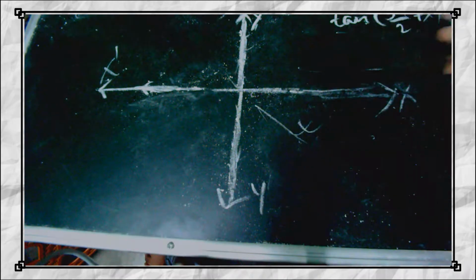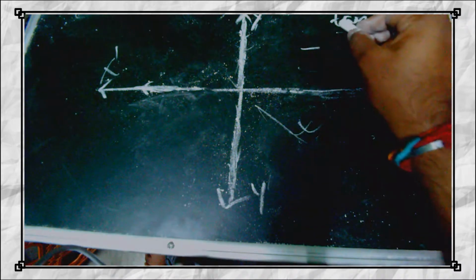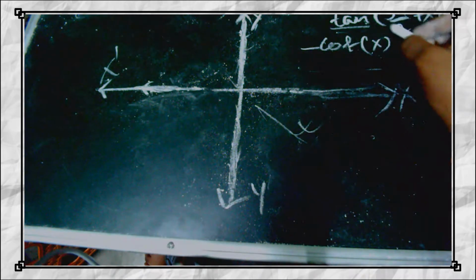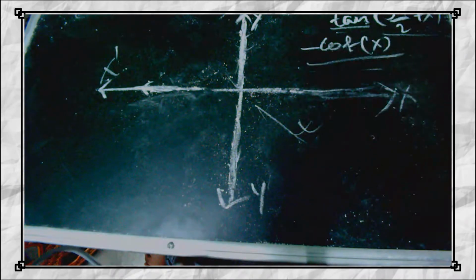In the fourth quadrant tan is negative, so the sign will be negative and the ratio will be changed to cot, minus cot of x. So the value of tan of 3 pi by 2 plus x is minus cot x.